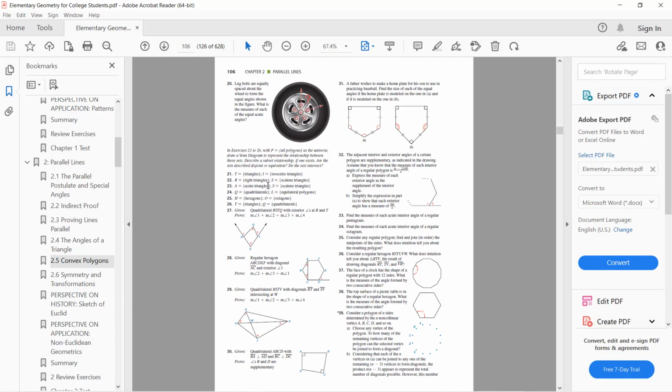Now, in this case, how about 23? Acute triangles and scalene triangles. Okay, what do you think here? So on that one, I have the acute triangles kind of overlapping the scalene triangles, because not all acutes are scalene.